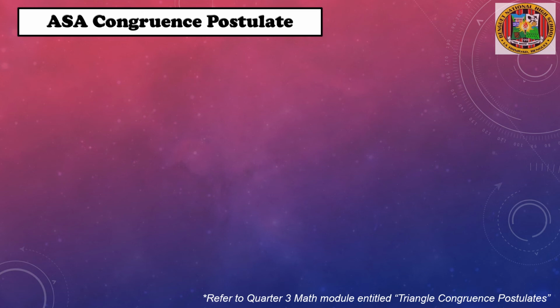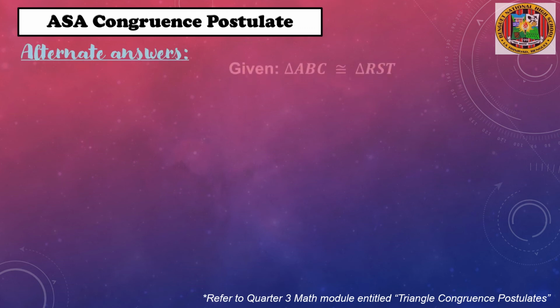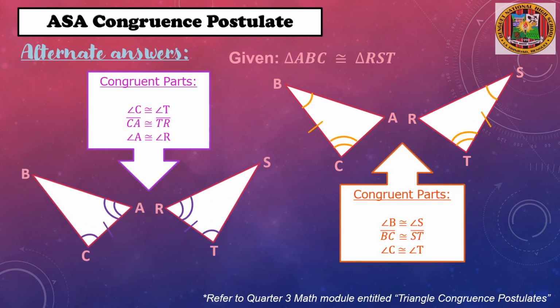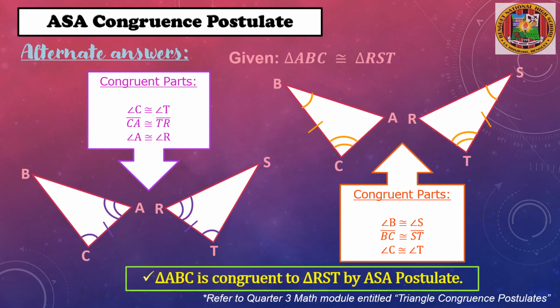The answer previously given is not the only answer for this problem. Take a look at the following alternate answers for this problem. As long as two pairs of angles and their corresponding included sides are proven congruent in the triangles, then we can conclude that triangle ABC is congruent to triangle RST by ASA postulate.